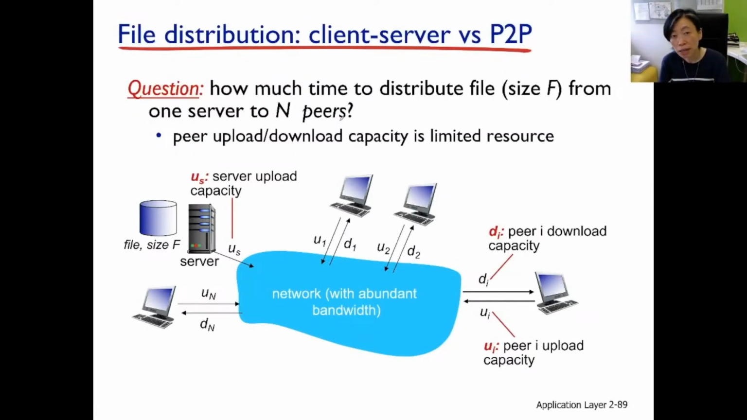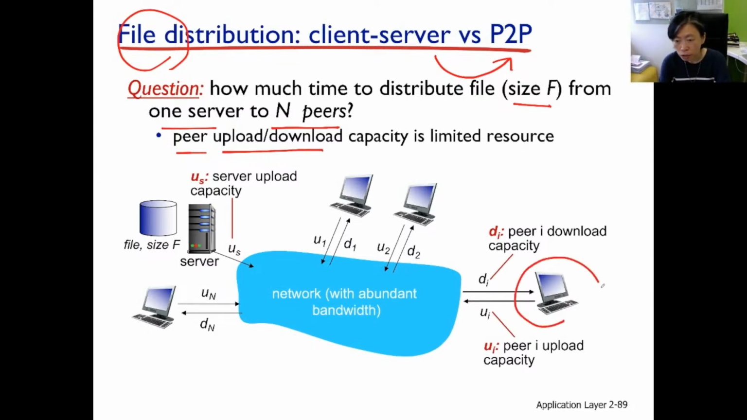Before we talk about all these P2P application examples, let's talk a little bit more about the benefit of shifting from the client-server paradigm to the P2P paradigm. There must be a reason why people choose P2P instead of client-server. We're going to use a very simple example: distributing a file from one server to end users. Each of these users will be limited in terms of uplink as well as downlink capacity.